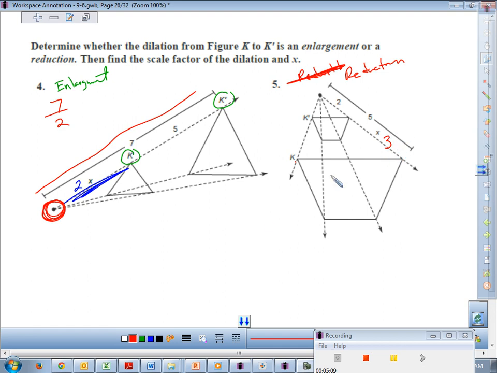And then the scale factor now has to be less than 1, so I have to go little over big. Here's the point that they did the dilation around. How far is the new one from it? It is 2. And how far is our original from it? It is 5. So just focus from the dilation point and put those two numbers, and realize it has to be little over big because it was a reduction.